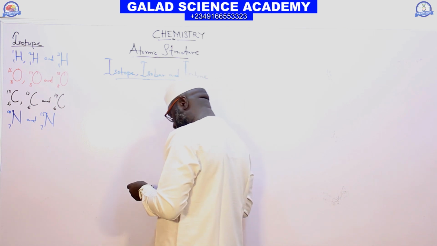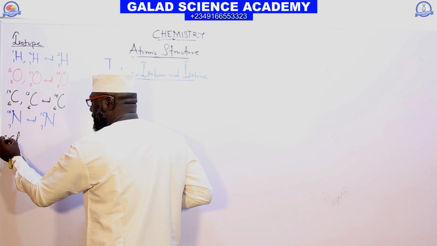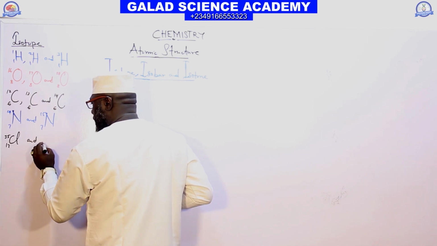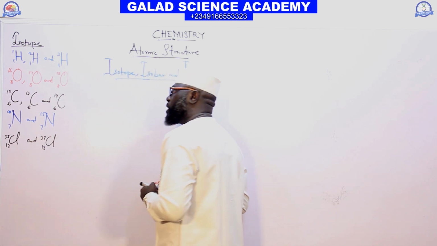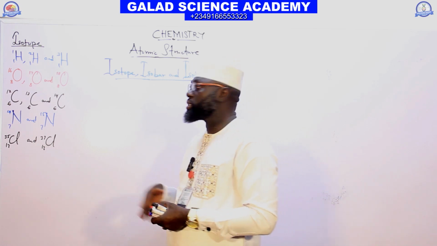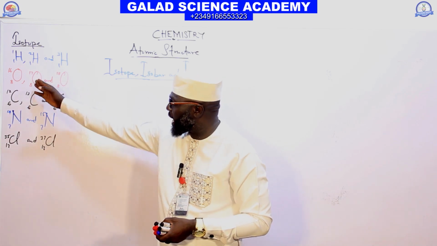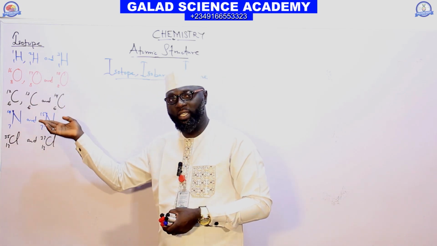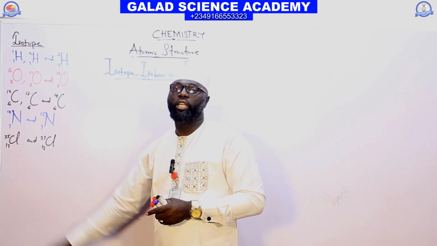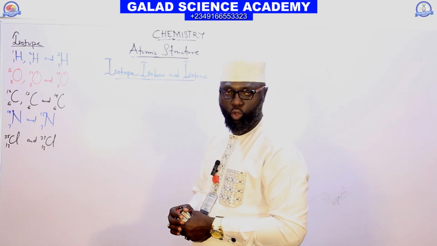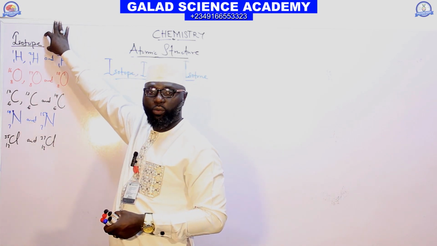And we can also have it in chlorine. We have chlorine 17, 35 and chlorine 17, 37. There are more than this. So you can observe that all these elements are atoms of the same element, but they have the same atomic number and different mass number and neutron number. That is isotope. And what are the uses of isotope?